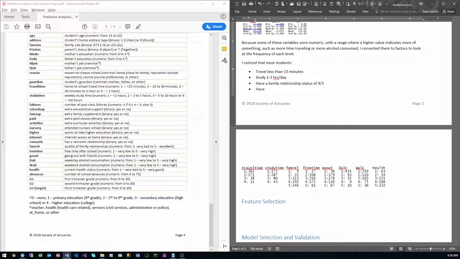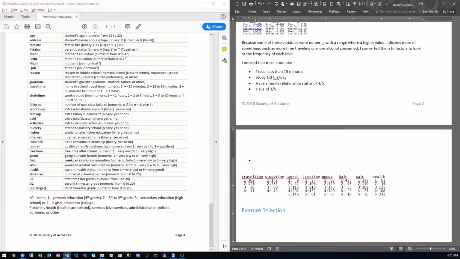Free time, it doesn't say, it just says 1 is very low. Most have a 3 out of 5. Go out with friends, 3 out of 5, whatever that means. I don't know, the interpretation here is really vague. Maybe this means like 3 out of 5 days per week.